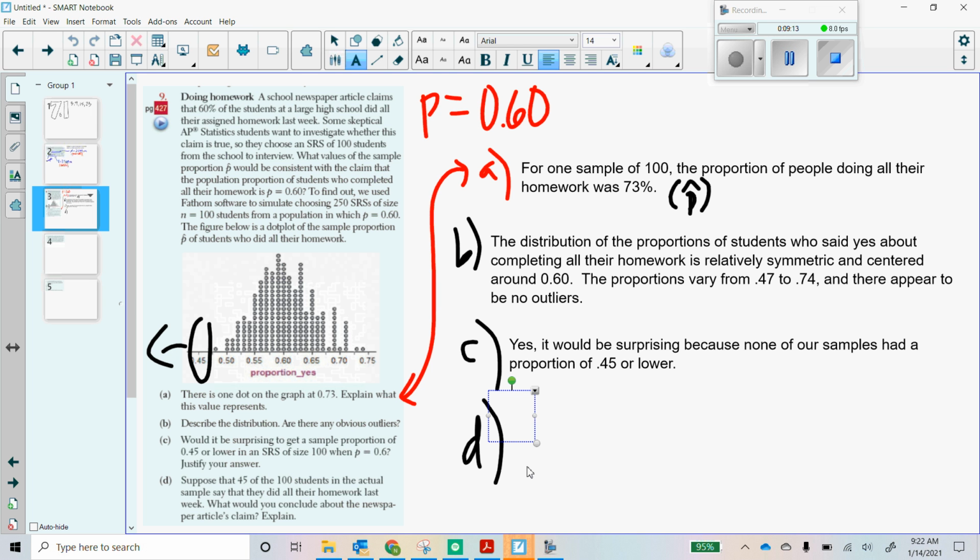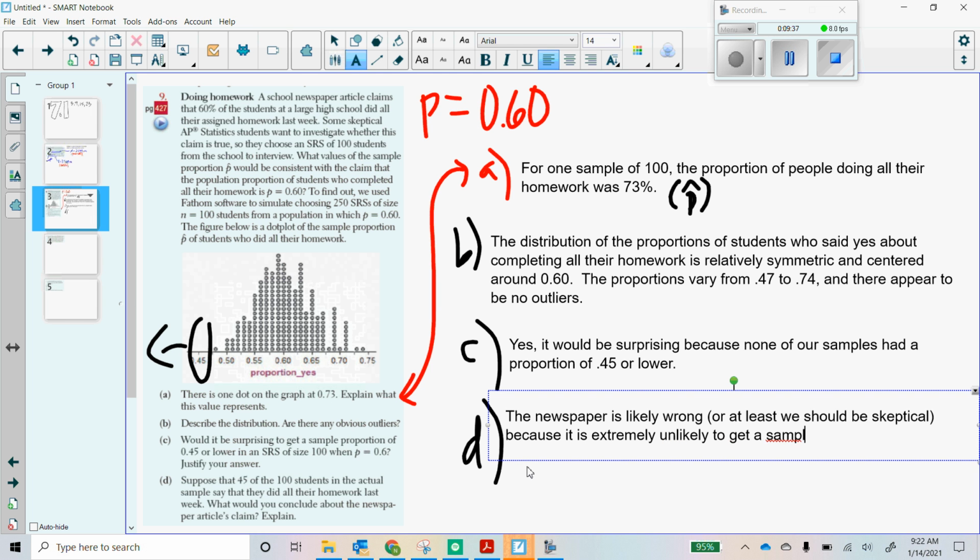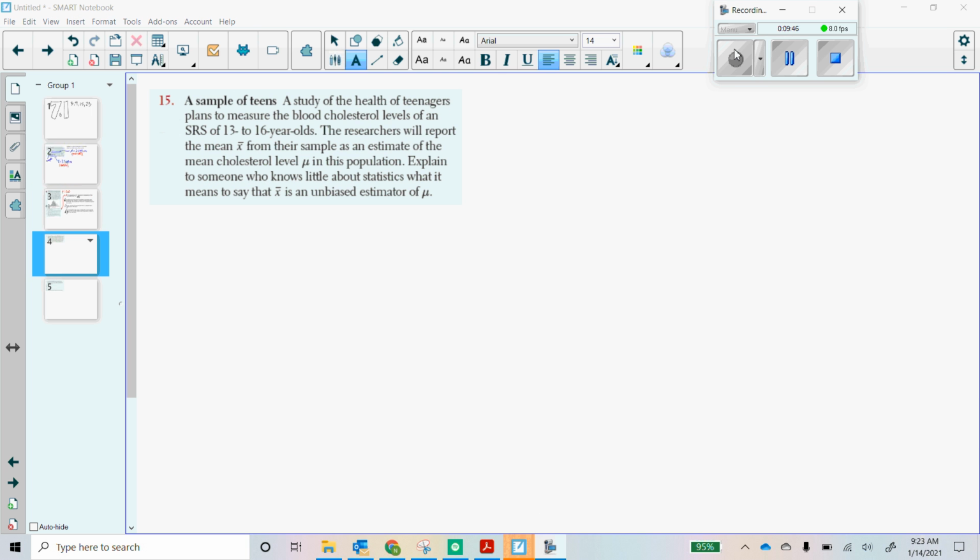So I would say that the newspaper is likely wrong, or at least we should be skeptical, because it is extremely unlikely to get a sample with a proportion of 45% purely by chance.